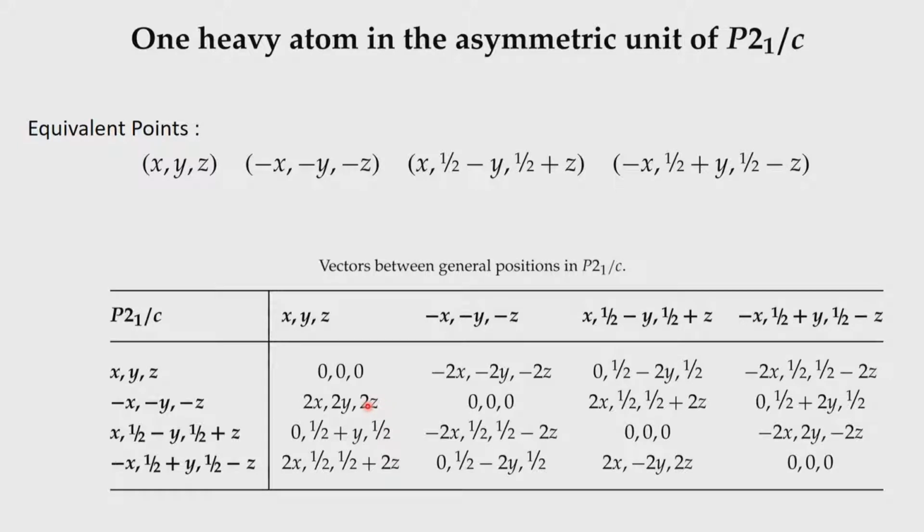So, we have therefore here 2x 2y 2z, and we get x, y, z. Keep it aside. And now take the third one, which will now give us with respect to this 0 half plus y half. Now, this is a glide operation, and therefore, we have to look here under the glide operation, you get 0 half minus 2y half.